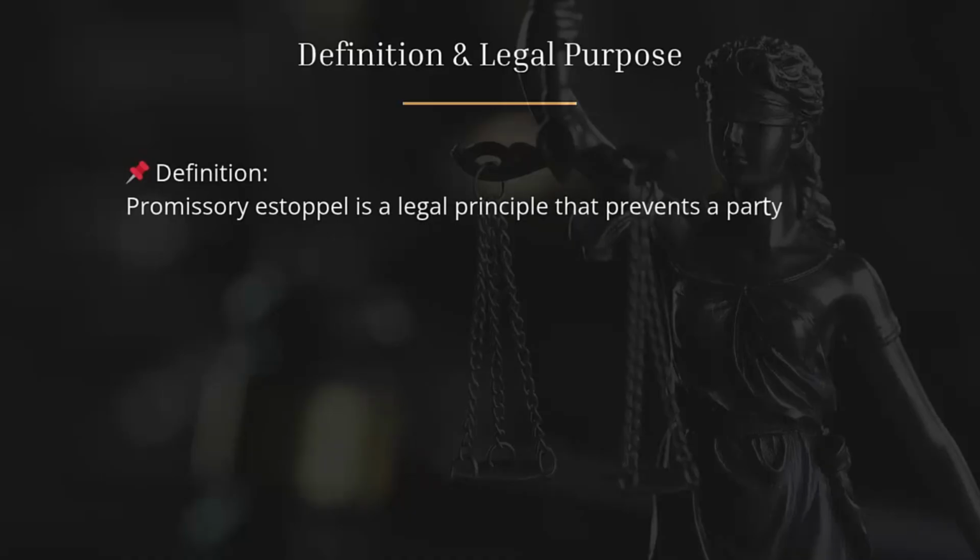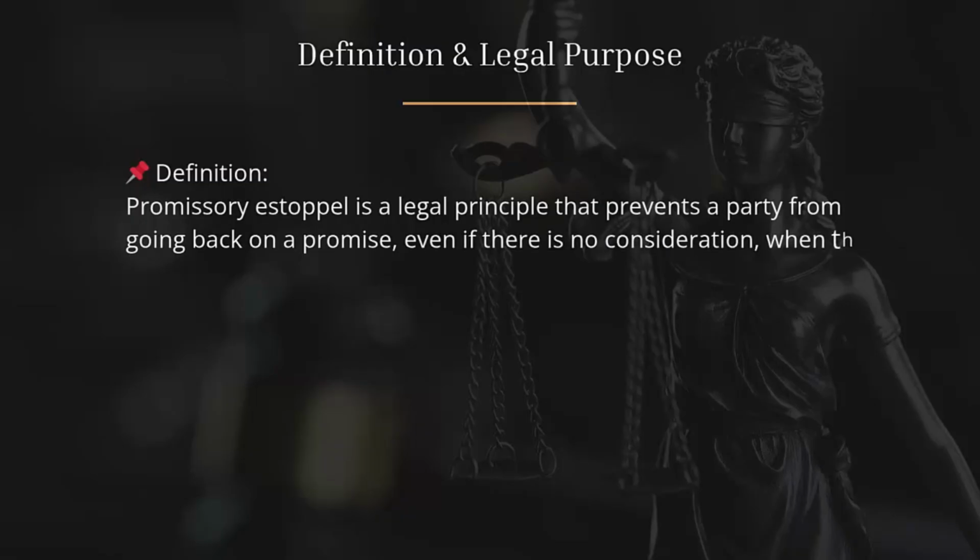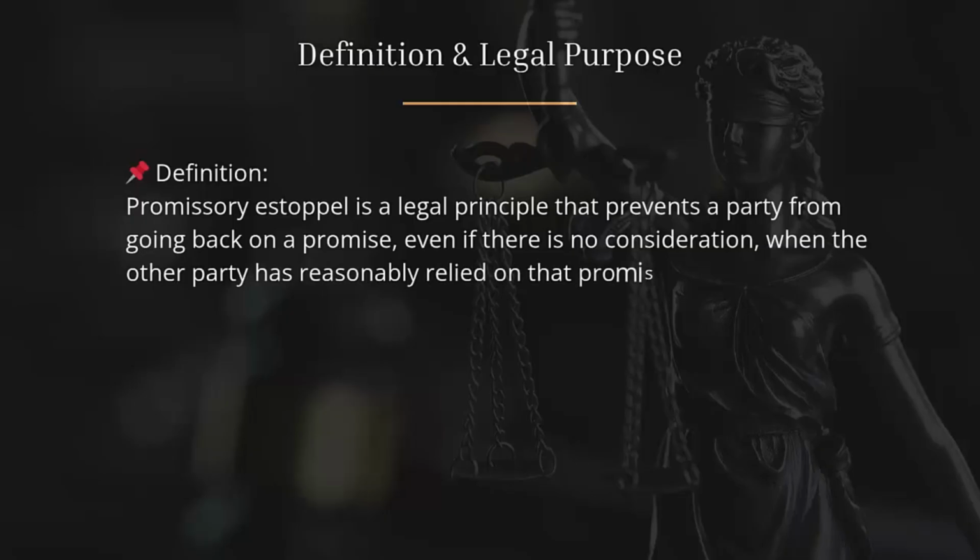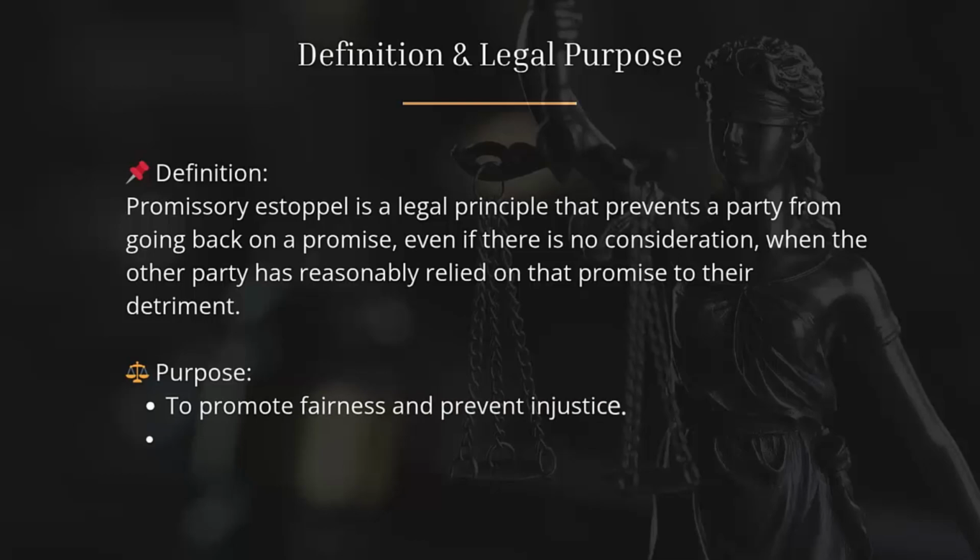Definition and legal purpose. Promissory estoppel is a legal principle that prevents a party from going back on a promise, even if there is no consideration, when the other party has reasonably relied on that promise to their detriment. Purpose: to promote fairness and prevent injustice, to protect individuals who act in reliance on a promise.